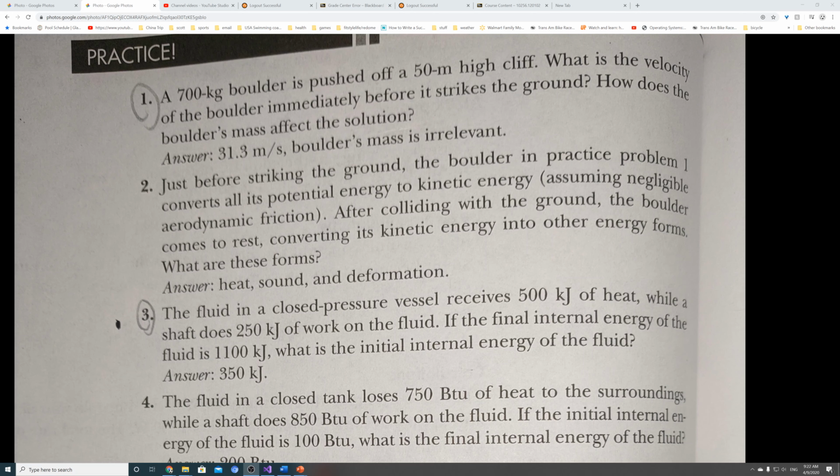Then as the boulder falls, it gets closer to the ground, so its potential energy is decreasing, but its velocity is increasing. So its kinetic energy is increasing. What we're going to have is some initial energy on the left-hand side of an equation, and we're going to make that equal to its final energy. Those two must be the same.